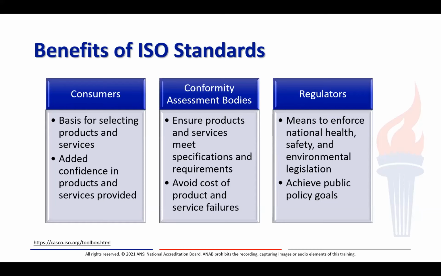For regulators, ISO standards are a way to achieve public policy goals and a means to enforce national health, safety, and environmental legislation. Think of food safety or water safety, or the hot topic these days of cannabis and its medicinal use. There are regulations in each of these areas. So you can see ISO standards benefit everyone along the supply chain, as well as other interested parties, such as regulators.